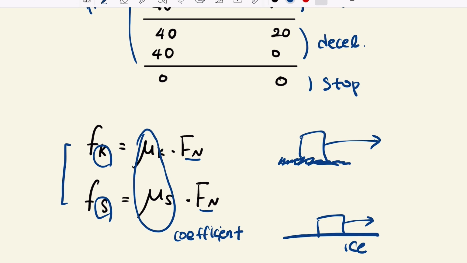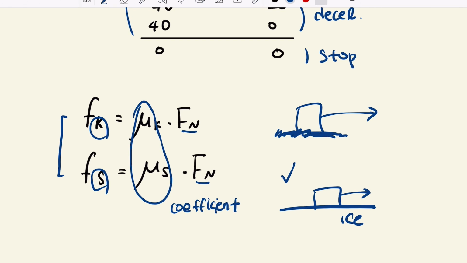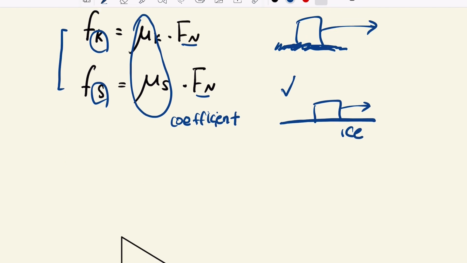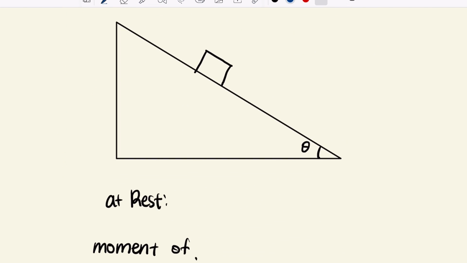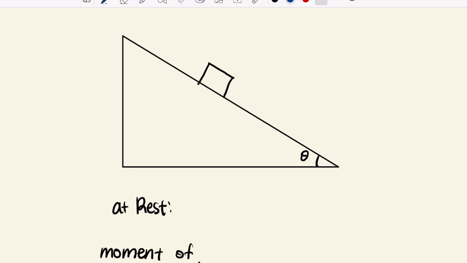The answer would be it's easier to pull it on an ice rink than on asphalt, and this is because the coefficient of friction is lower on ice than it is on various different surfaces. So all the different surfaces have different coefficients of friction. So applying the knowledge we just learned, this is an example we did previously, but how will it change when friction is applied?